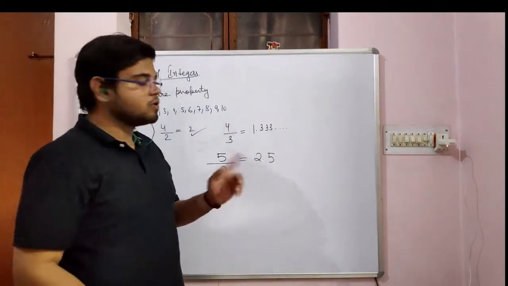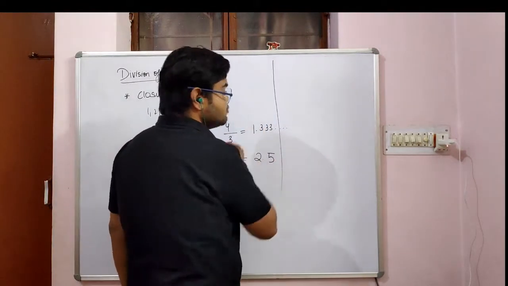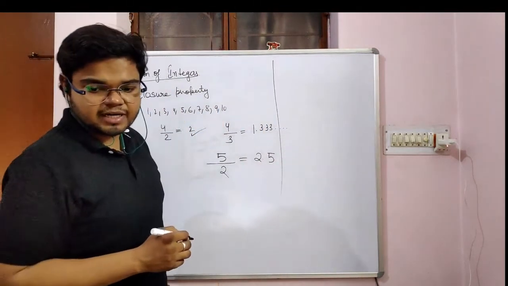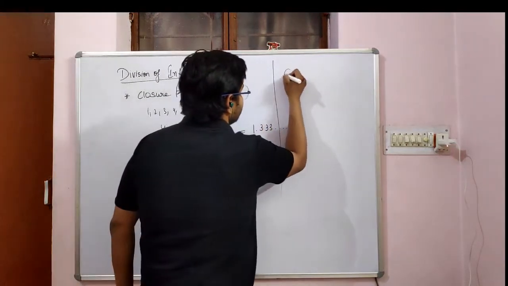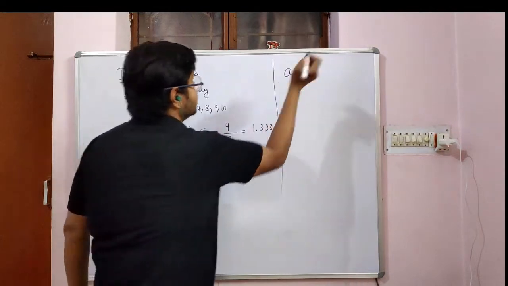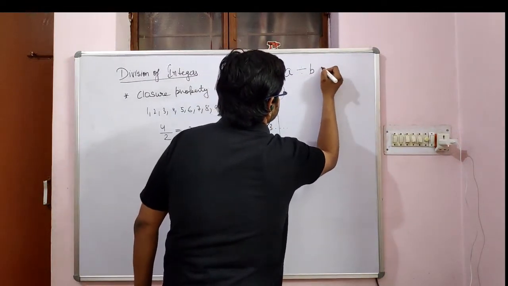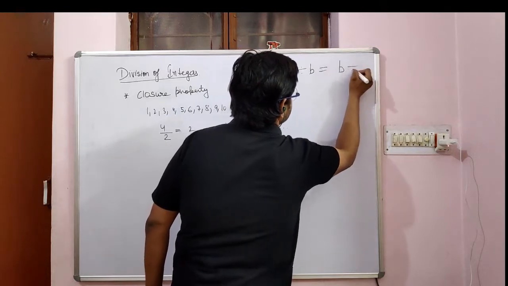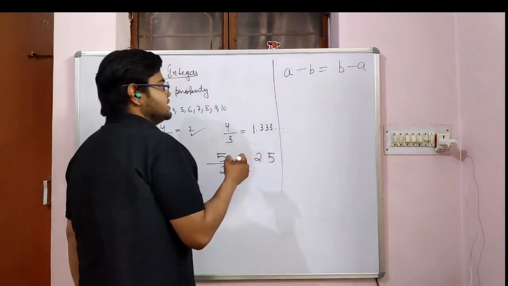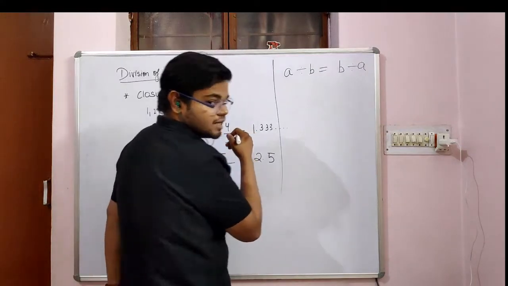Now, the next property that we had was commutative property. And what was commutative property, children? Yes, A divided by B is equal to B divided by A. Let us check that integers follow commutative property under division.